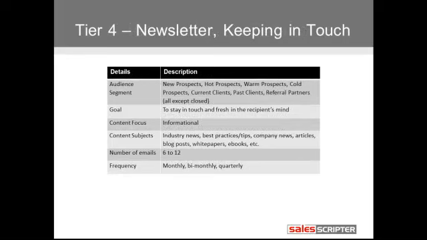So now we move on to tier 4, which is keeping in touch, and this is your typical newsletter. We want to send this to everybody, including our referral partners, and you could send this on a monthly, bi-monthly, or quarterly basis. This is a good way for you to keep in touch with everybody, and it's informational: industry news, best practices, tips. That's a great way to stay in touch and not be too salesy, right?